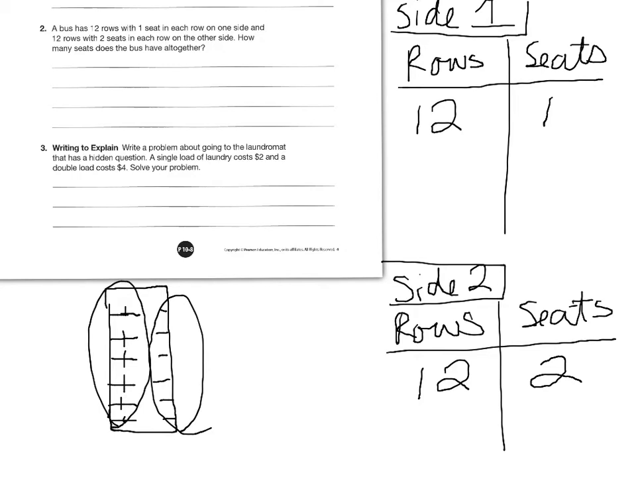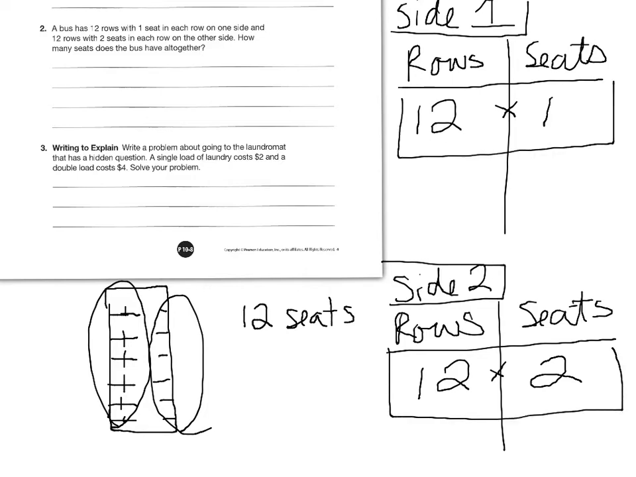So side 1 has 1 seat, and what you're going to do, what I said before, you're going to multiply across on each one. So let's look at the first side. 12 times 1 is 12 seats altogether on side 1. And then this one is 12 times 2, which is 24 seats altogether on side 2.